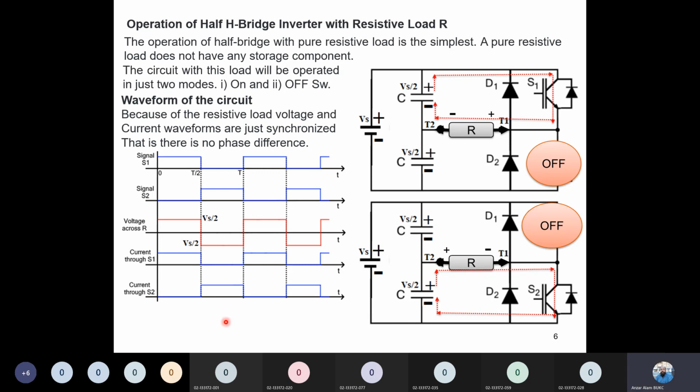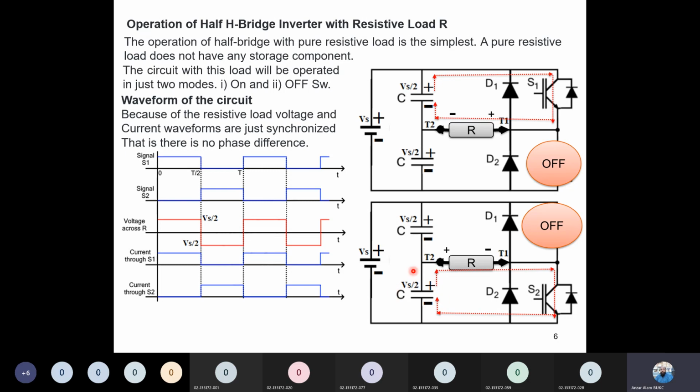It will be positive. The voltage is negative here. Please remember the voltage is negative. When the switch S2 is on, the voltage across the load is negative because of this sign. But the current flows due to this voltage.